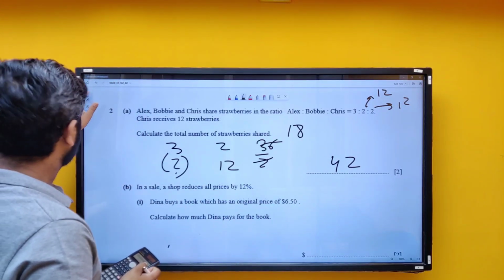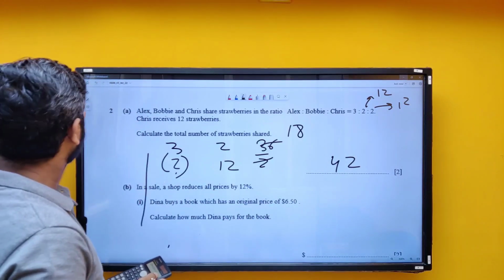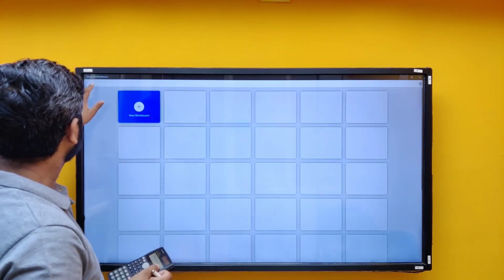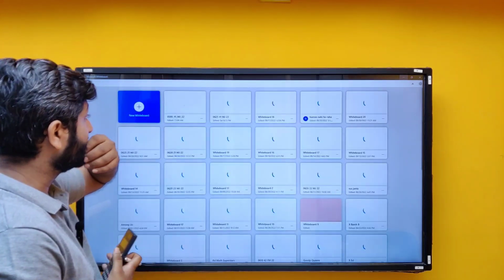Next, in a sale, a shop reduces the price. Just a second, guys. I have made a mistake.